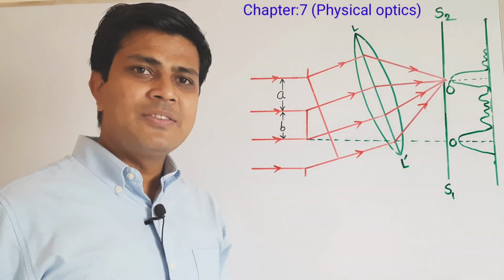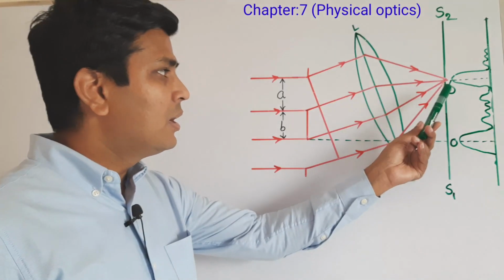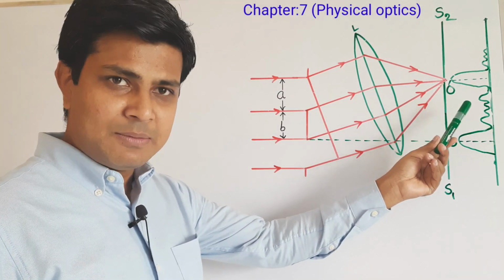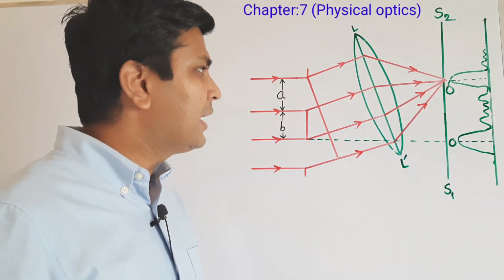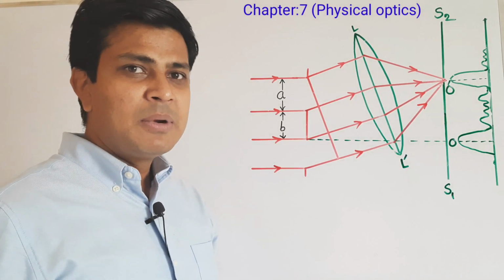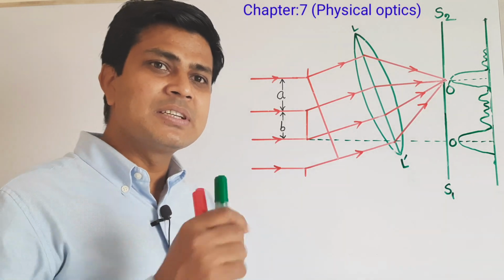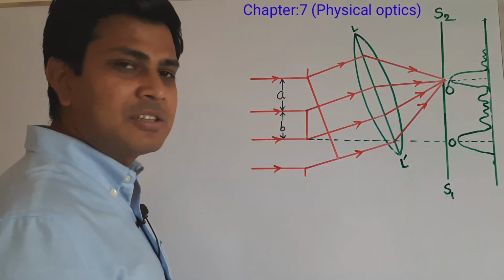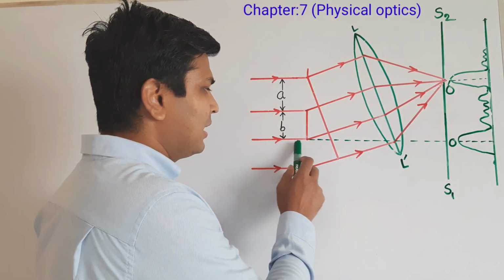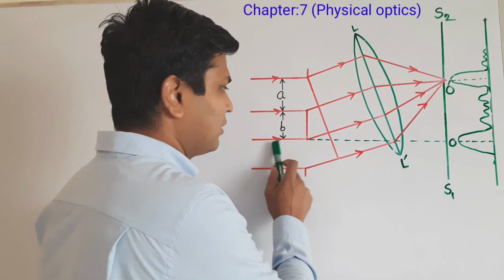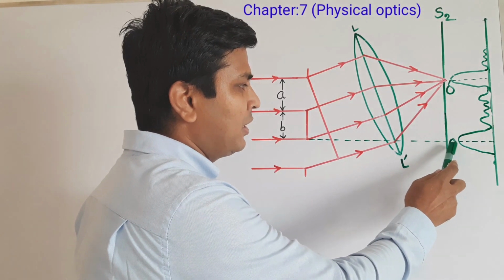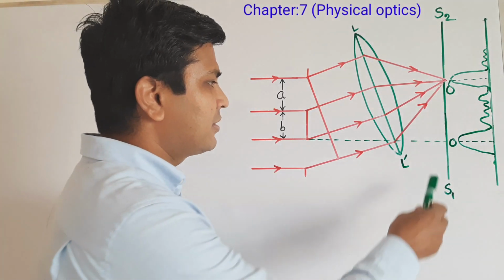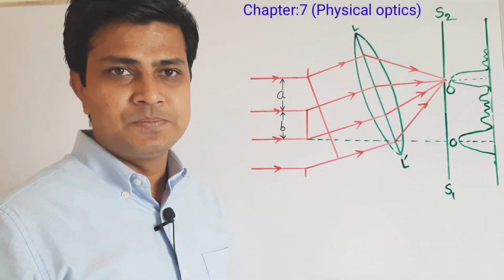When constructive interference takes place at point O prime, then we'll get maxima, and when destructive interference takes place here, then we'll get minima at this point. But you know, most of the light travels in a straight line. When most of the light travels in a straight line, it creates a central maxima at point O. So we can say O is the central maxima.